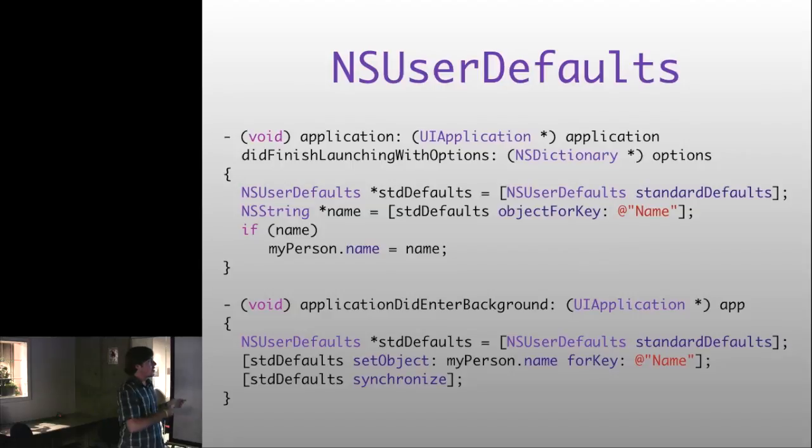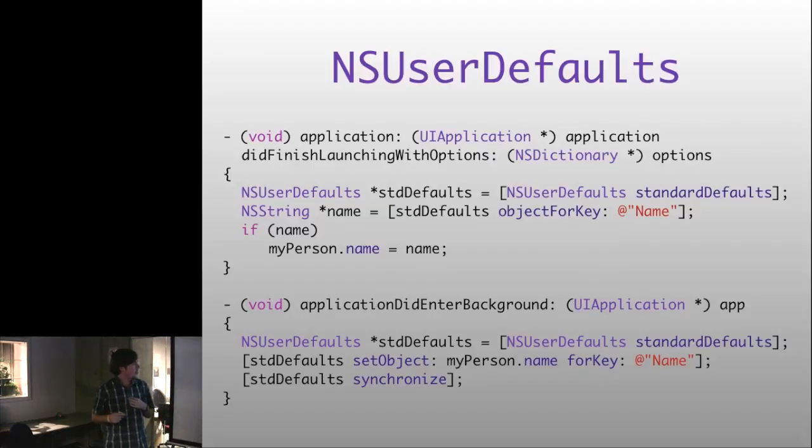And then on the other hand, when you're launching and you want to grab values back out of that dictionary, again, we just ask for the standard defaults, and then we message it with objectForKey, just like a dictionary, and we can get back some object. Now we have to have some conditional code, because the first time we're not going to have a value in the defaults. So we might want to check that we actually have one before we try to set that value. And if we don't have one, then probably we'll generate one, right?